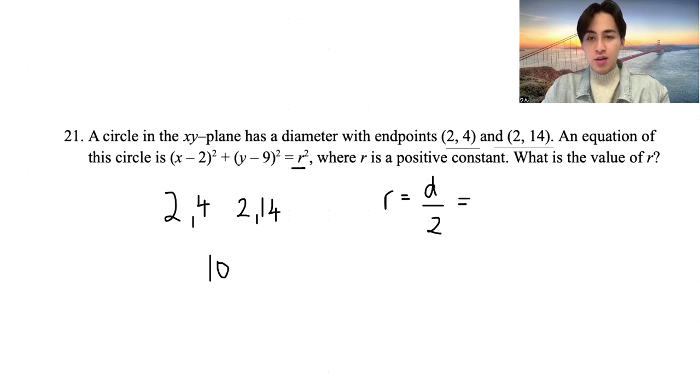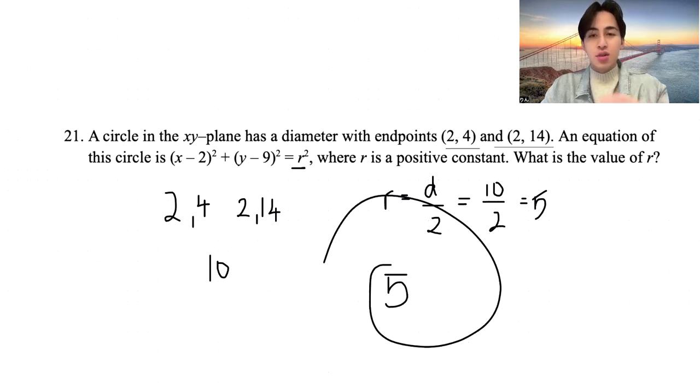So 10 divided by 2 gives you 5. So your radius is 5. Since r represents the radius, then r is 5. And 5 is your answer. So you first find the length of the diameter, which is just 14 minus 4. Since you know that the radius is half of the diameter, you just divide 10 by 2, which gives you 5, and that's your final answer. Okay, so that is very straightforward as well.